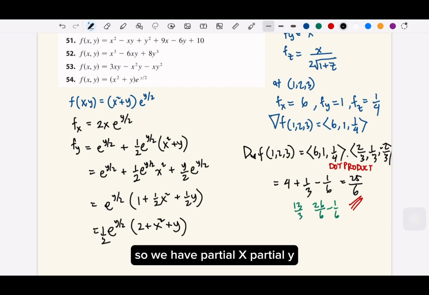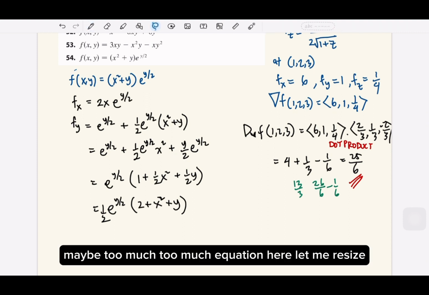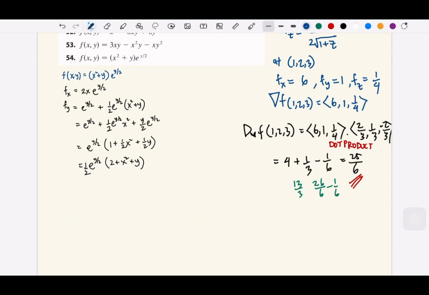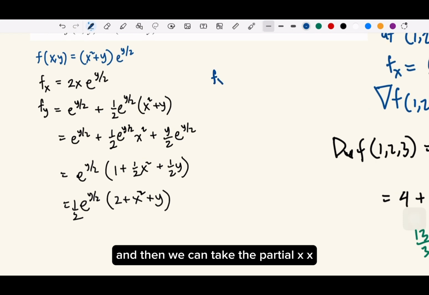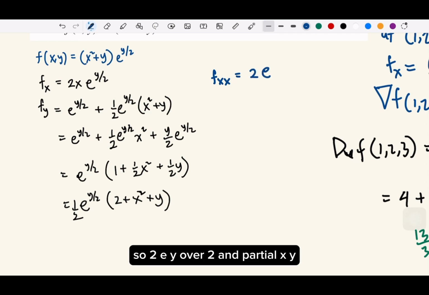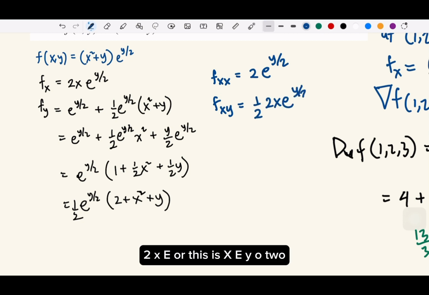So we have partial x, partial y, and then, maybe too much equation here. Let me resize. And then we can take the partial xx, just to make sure that we have it correct. So 2e^(y/2) for partial xx, and partial xy is half 2x e, or this is x e^(y/2).